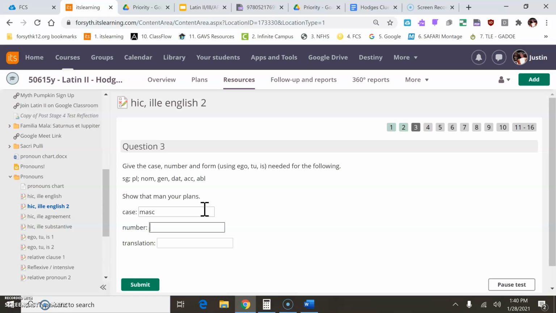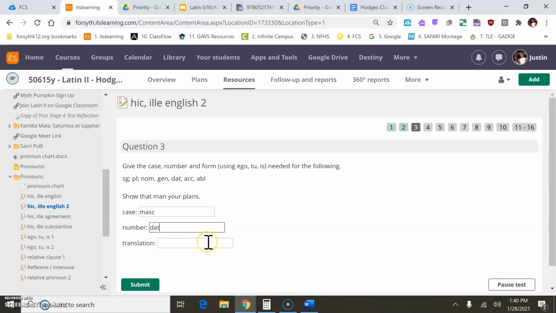It's not accusative, actually. Is the man the thing actually being shown? What's being shown? Plans are being shown, right? It's not ablative because there's no, like, from, within, or by in front of it. Dative. Because we're saying the man is the one being shown the plans, right? Show the plans to that man.